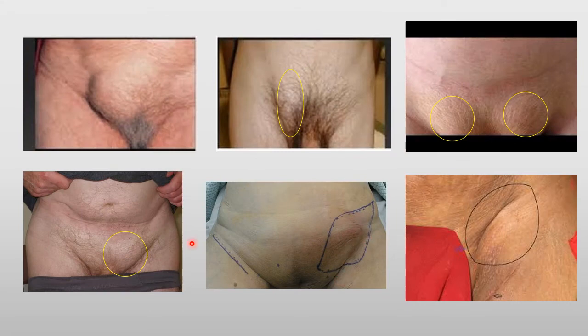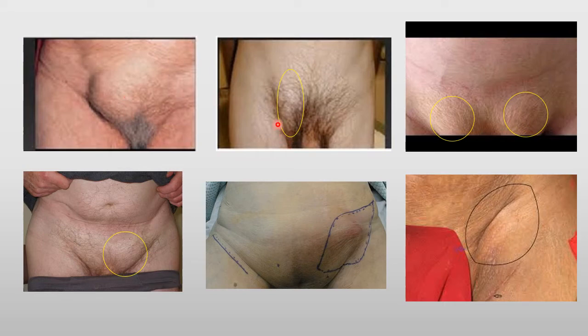These are some pictures to illustrate some groin swellings. This is a case of a groin swelling here. Clinically this can be an irreducible hernia, inguinal hernia or femoral hernia, most likely inguinal because it is above the inguinal ligament, or it can even be a lymph node or a lipoma.